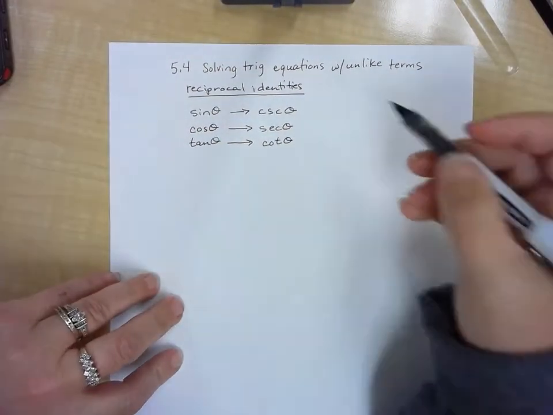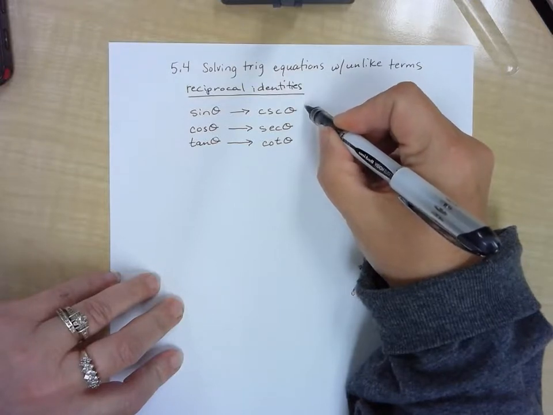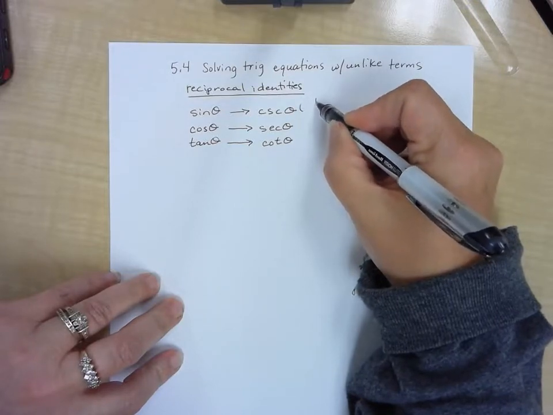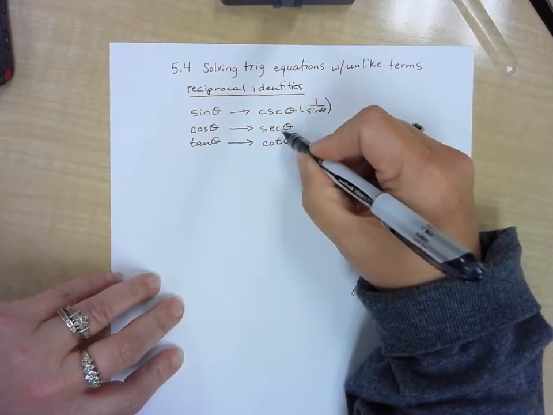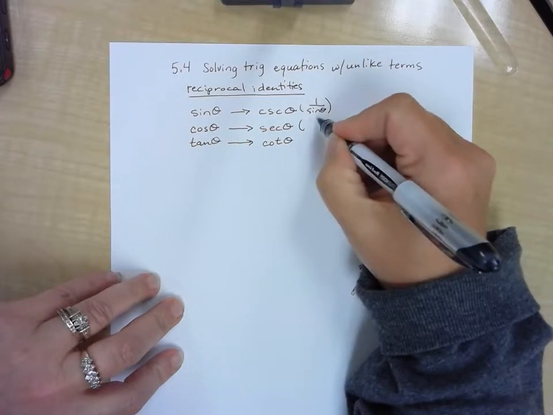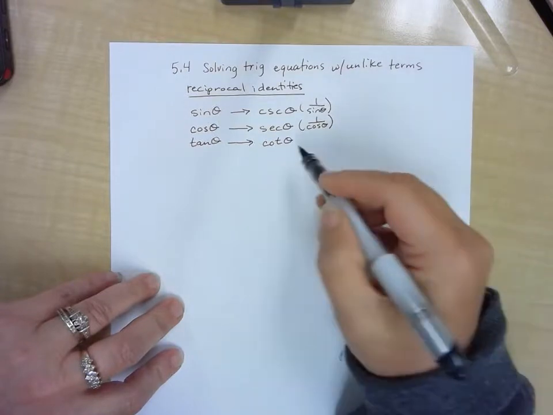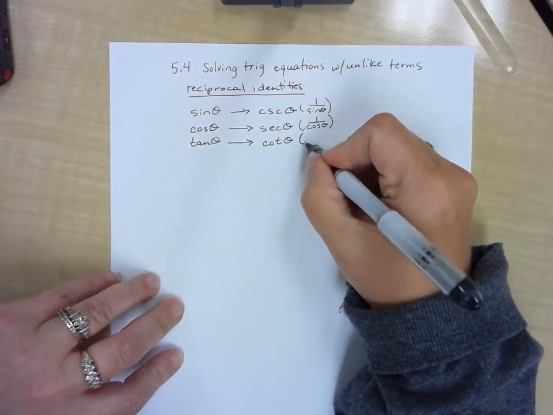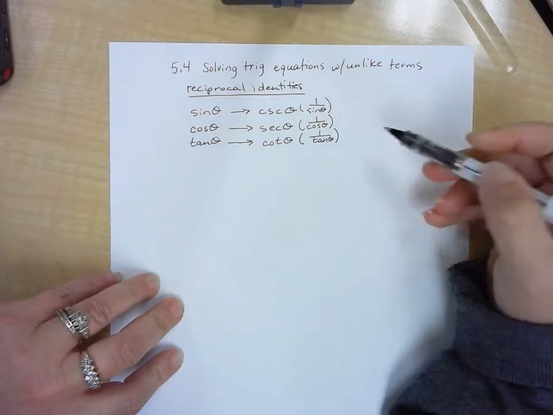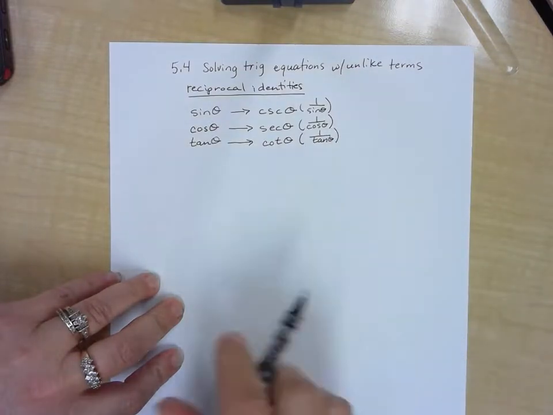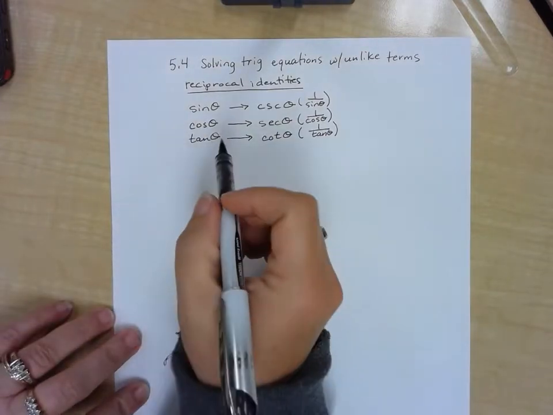So if that's the case, then cosecant theta could be written as 1 over sine theta. Secant theta could be written as 1 over cosine theta. And cotangent theta could be written as 1 over tangent theta. Those are all reciprocals. And so that's what we're going to use in order to solve the equations that we have.